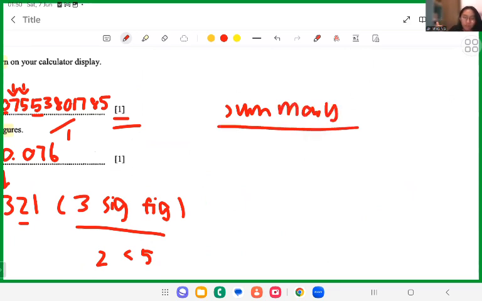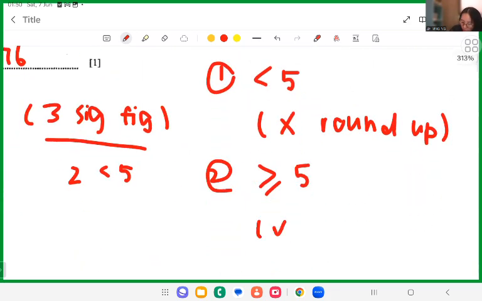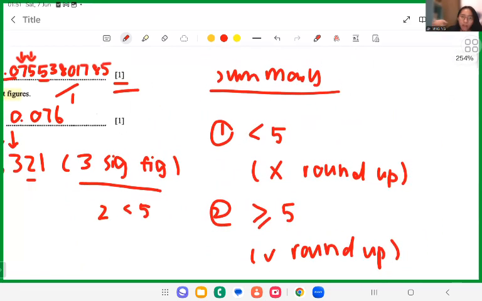So let's make a quick summary for these significant figures. If the next digit is less than 5, we do not need to round up. If the next digit is greater than or equal to 5, we need to round up. Okay? So you can remember this. Then every time you can solve questions with significant figures easily.